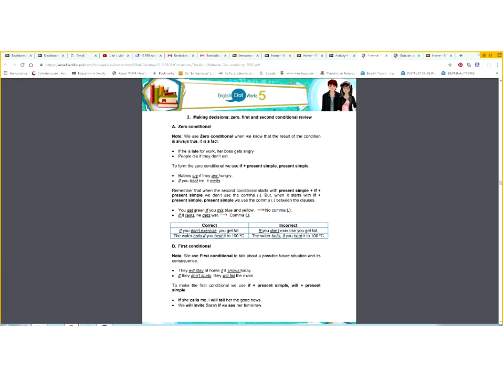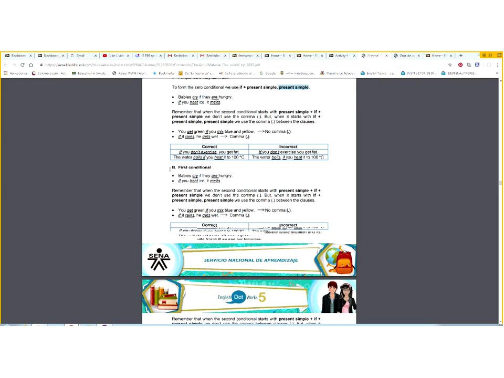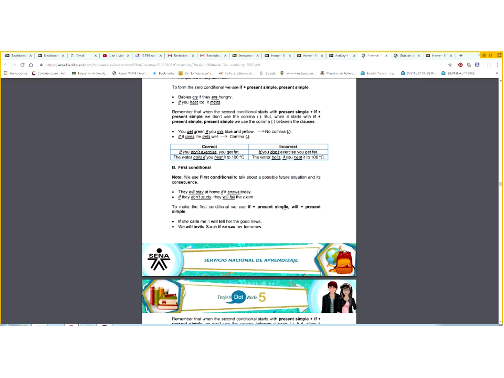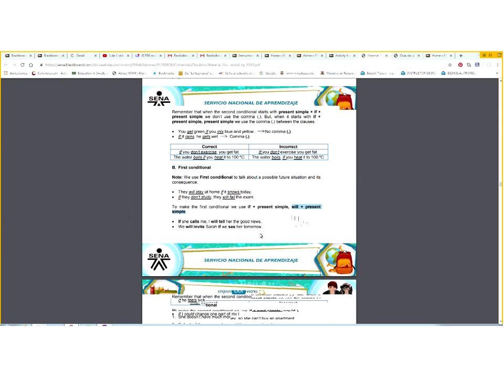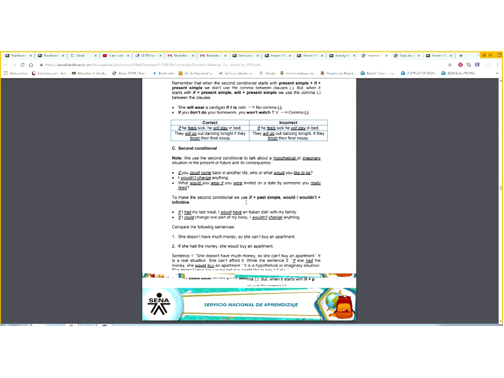Number 3 is making decisions using the 0, first, and second conditionals. So remember, 0 conditional is when I have the condition in the present, the result in the present. The first conditional is a little different, because the condition is in the present, but the result is in the present or in the future. Okay? And then we have the second conditional that we studied before in this unit.